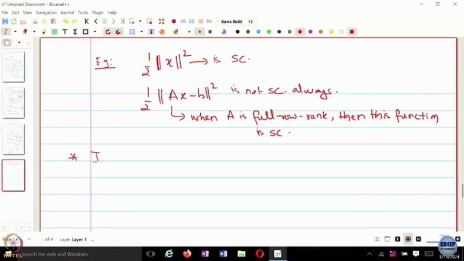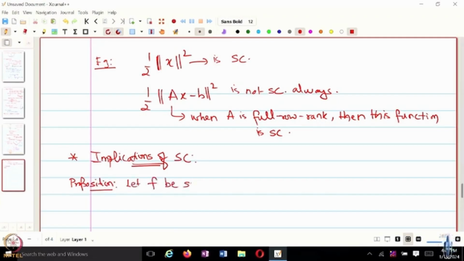So let's now look at a few more implications of strong convexity. Let f be strongly convex. So let's look at this proposition. Then the following are equivalent.